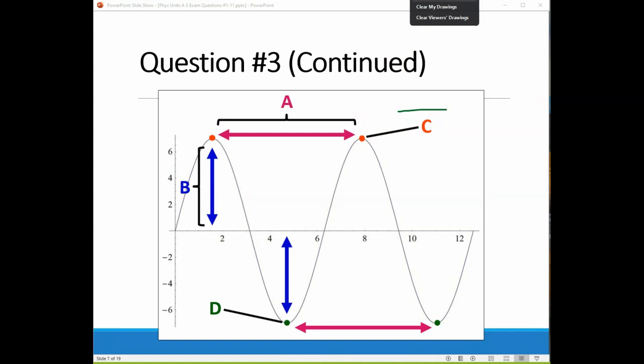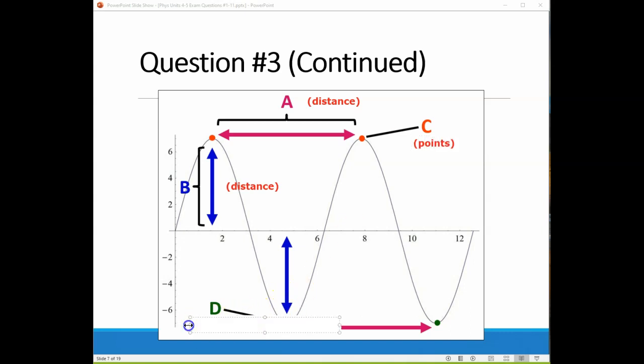Okay. I do want to be clear that for question number 3, A and B here are distances. So A is a distance and B is a distance or a length, right? So these are actual distances, whereas C and D are points. And that's really important to understand because we talked about 2 different points and 2 different distances. Pause the video, continue playing when you're ready.